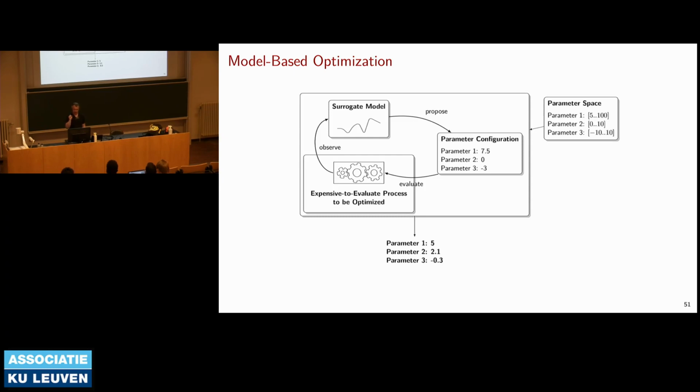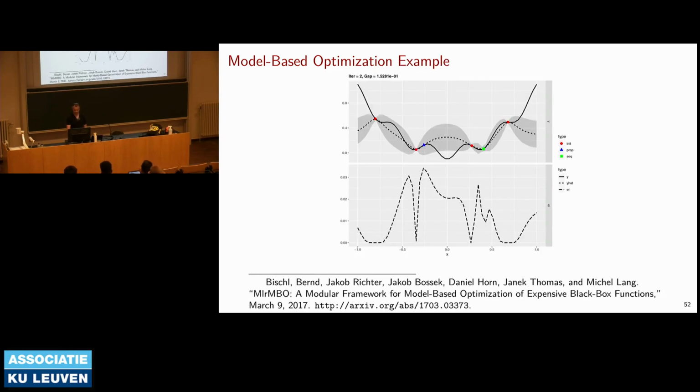Yeah, so this is roughly what this process looks like. In the literature, this is also often called Bayesian optimization. So again, different names depending on what paper you're looking at. Let's have a look at what this looks like in practice.